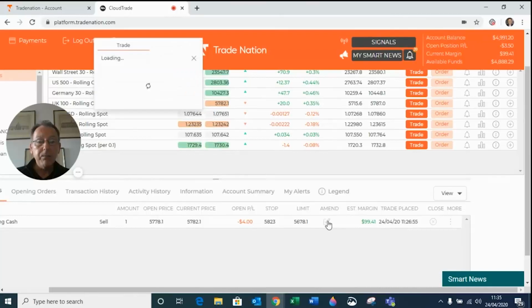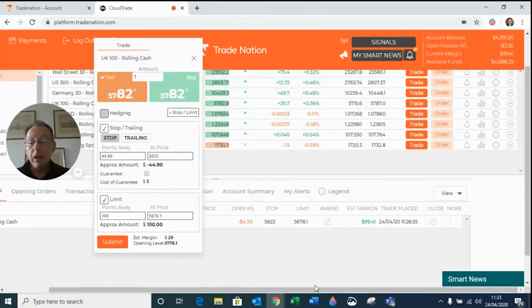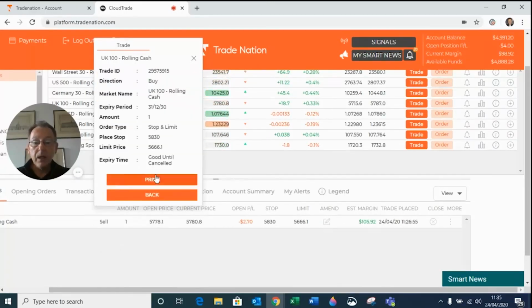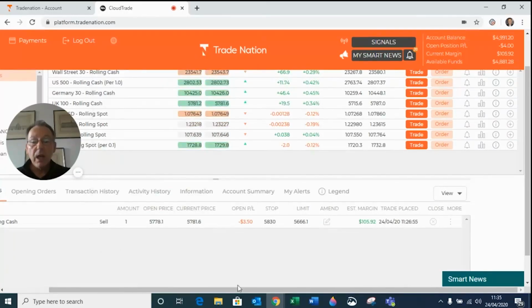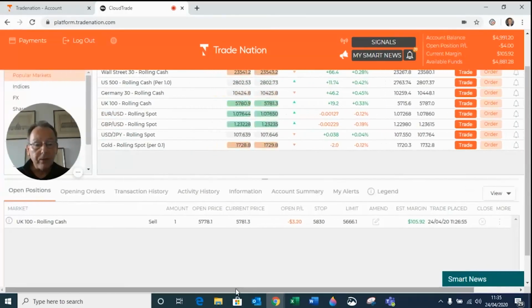I click on the amend button, the ticket comes back up, and I could say now move my stop up to 58.30, for instance. And I might want to move my limit a little bit closer. And I can do that either by points away or price, but let's say up to 112 points away from my opening level. So I'm looking to try and make a little bit more. Submit that. There's the confirmation. And both those orders are updated instantly in my open positions.